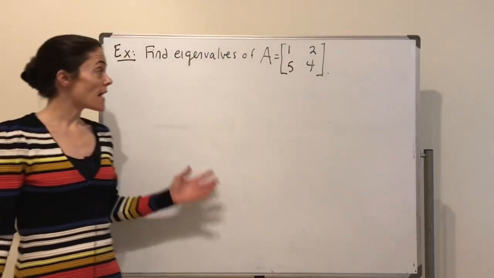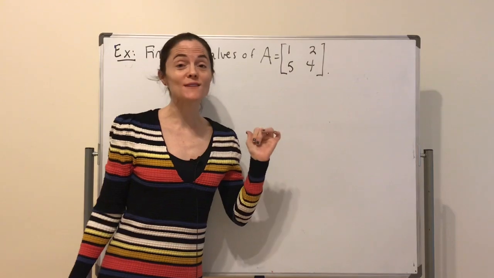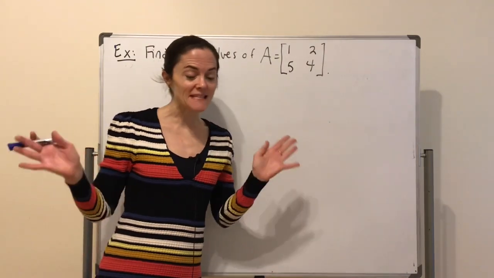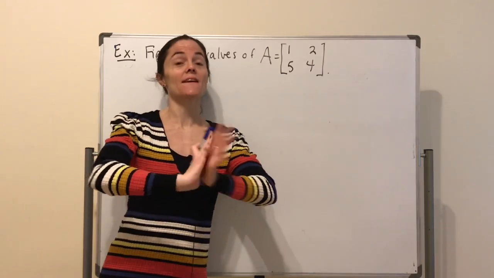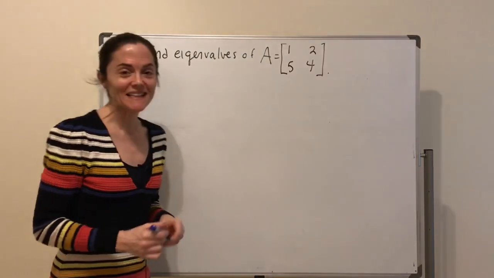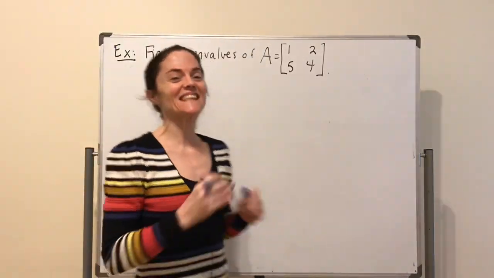Let's find the eigenvalues of this matrix. It's a 2 by 2. And this one, I will also find eigenvectors, but it's the only one I will today because, as I mentioned, our focus today is finding eigenvalues. We have a whole other video on finding eigenvectors, but I will illustrate it in this very first example just to give you a feeling of what's to come.